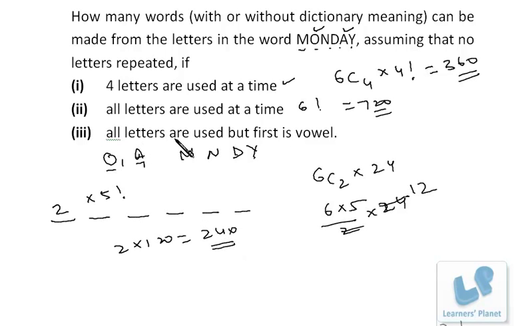So all the letters are used, but the first is a vowel. So for the first place we have 2 choices, right? And we have filled up 1. Now we are left with the 5 places and 5 letters. So these can be arranged in 5 factorial ways, right? So 2 into 120, 240 ways will be there, right? I'm sure you are clear now.